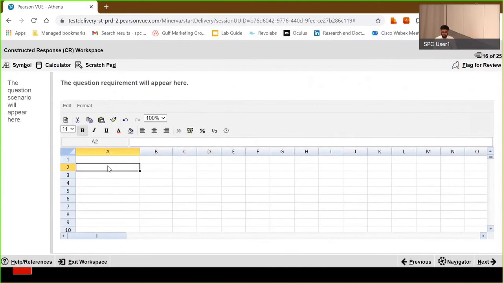As it's a numerical question, I'll be doing it on the spreadsheet, the specimen constructed response workspace sheet that's given to us by the ACCA as a platform to practice numerical questions. So it's a section C question, and we are doing it first for requirement A2, which is material mix variance.